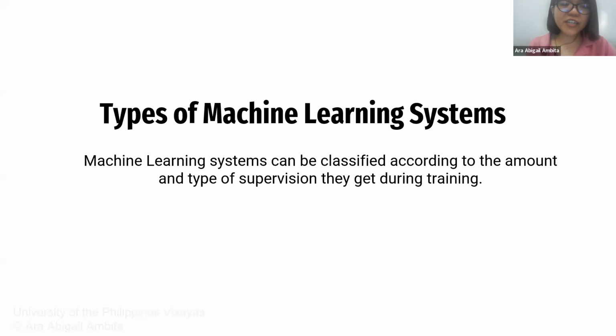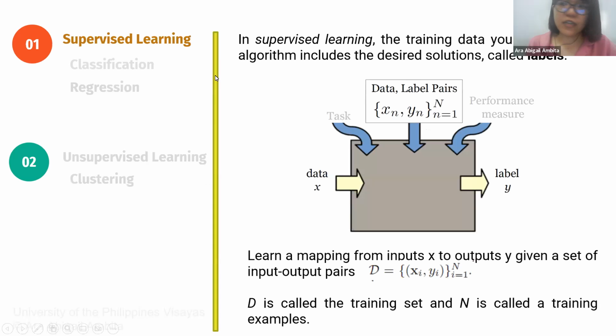Machine learning systems can be classified according to the amount and type of supervision that they get during training. In general, machine learning can be classified into supervised or unsupervised learning. Supervised learning can be further classified into classification or regression, and unsupervised learning can make use of clustering. So let's proceed to discussing what supervised learning is first.